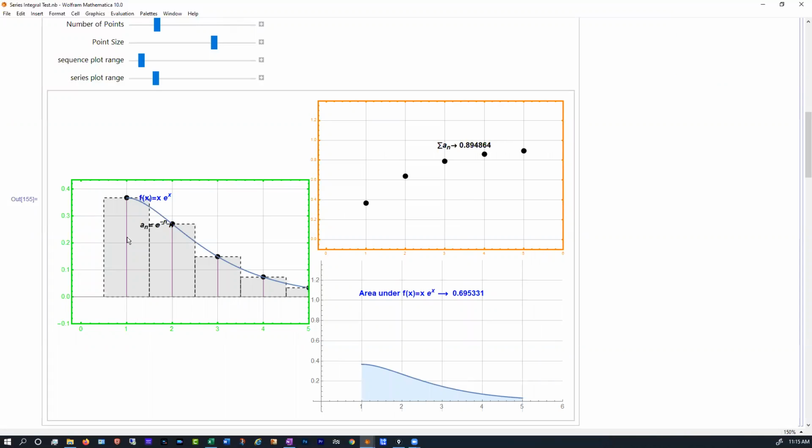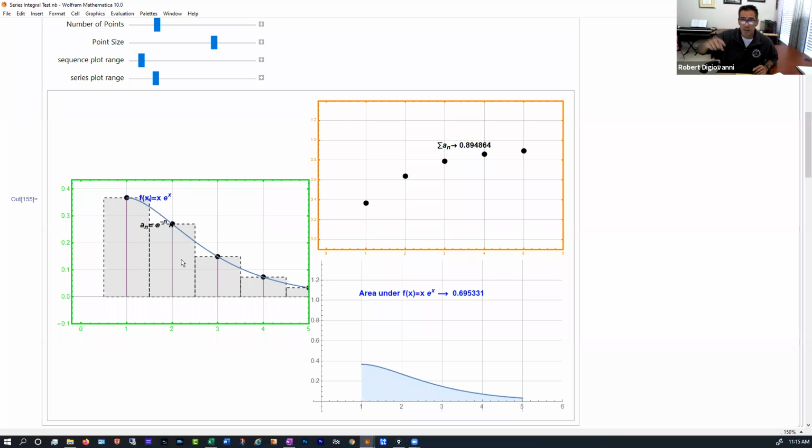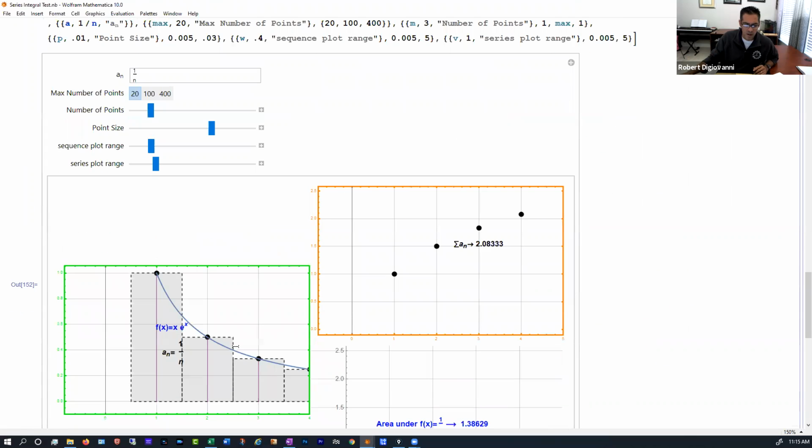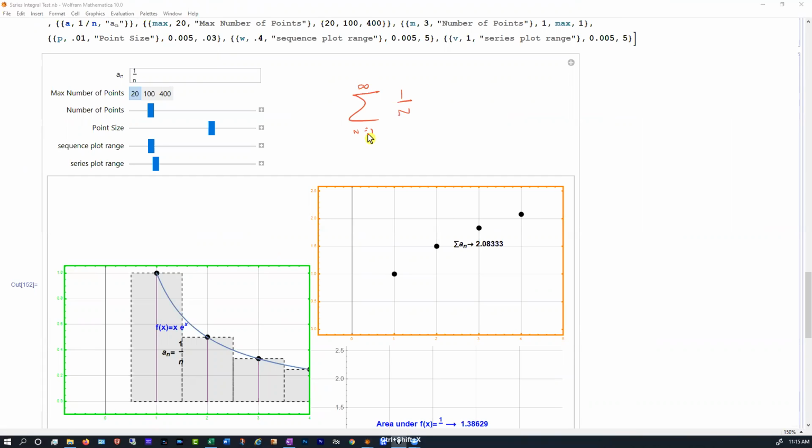Okay. Now, the test works the other way around too. So it says that if the area diverges, the series should diverge, and I have an animation of that. This is a different function. This is actually the series, just so you know, this is the series 1 over n, which we know is harmonic, right? This is harmonic. That should diverge.